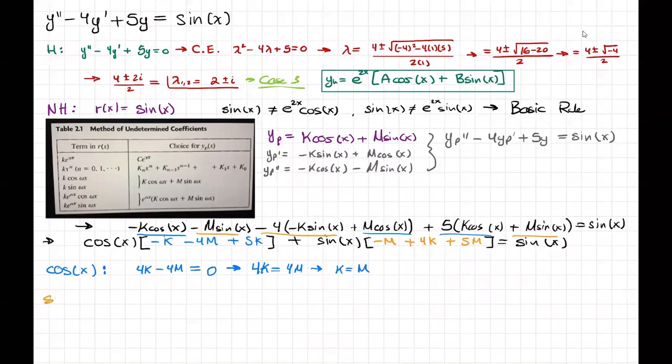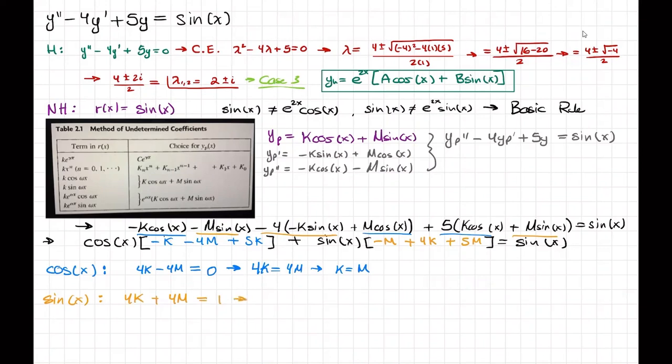Now let's do it for the sine of x. And here we have then only 4k plus 4m, right? Because we have negative m, 5m, so it'll be like this, so plus 4m equals to, how many signs on the other side? We have a 1. There's one sine on the other side.